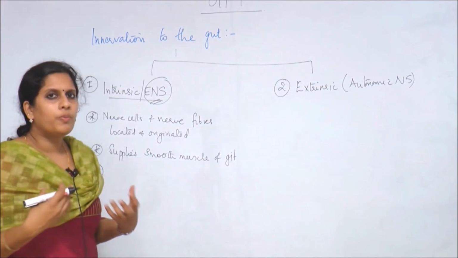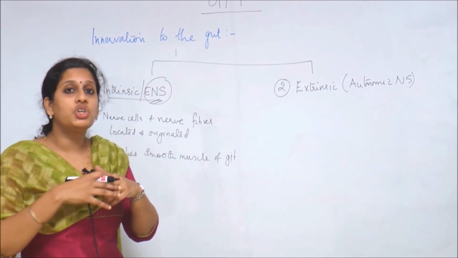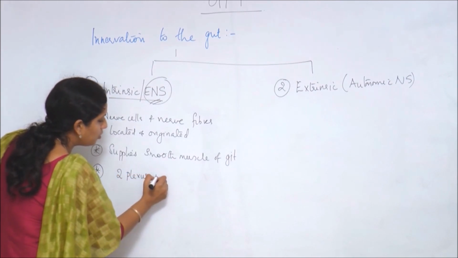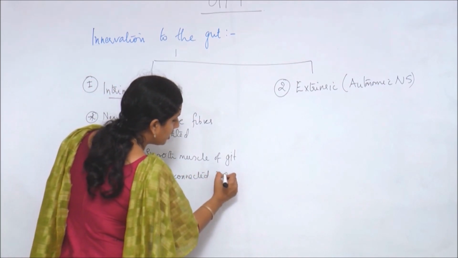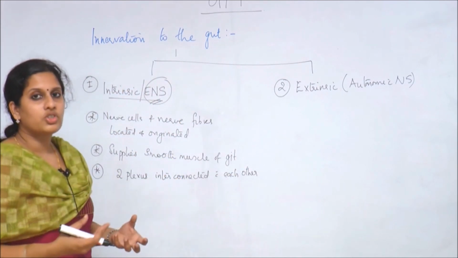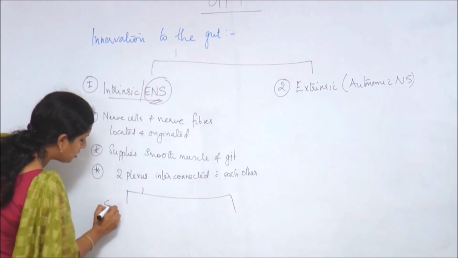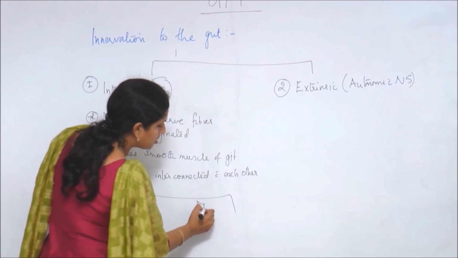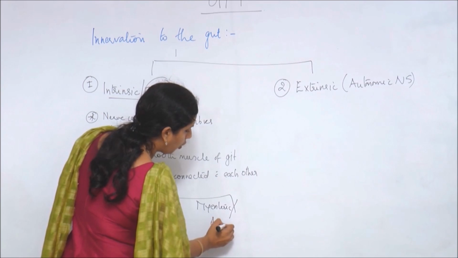Third thing, what is the composition of this enteric nervous system? It is made up of two nerve plexus which are interconnected with each other. So which are the nerve plexus? That is the plexus which I have described under the structural characteristics of the gut wall. That is nothing but the submucosal plexus or Meissner's plexus and the myenteric plexus or Auerbach's plexus.